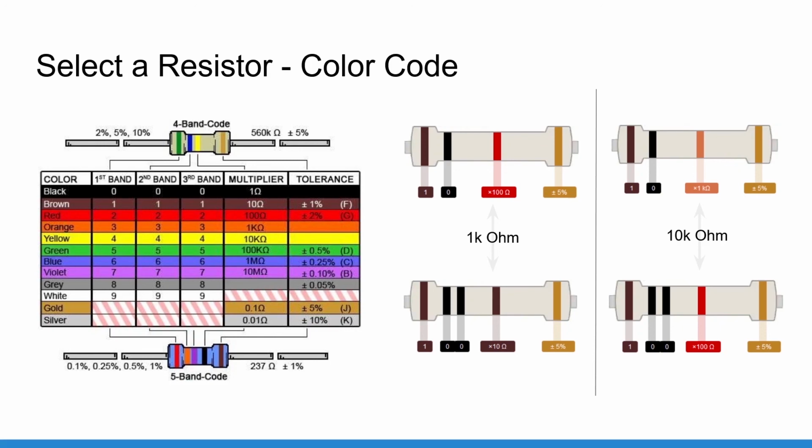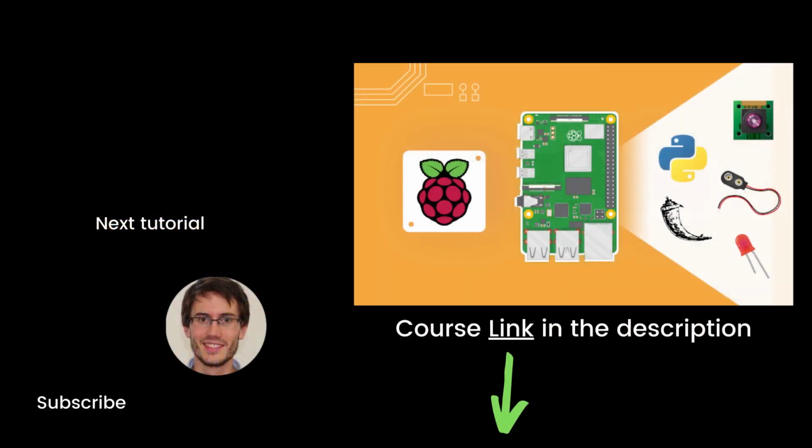All right, now that you have the color code for the resistors you have to find, find them in your kit, and after that, let's build that first circuit with an LED. All right, that's the end of this episode.